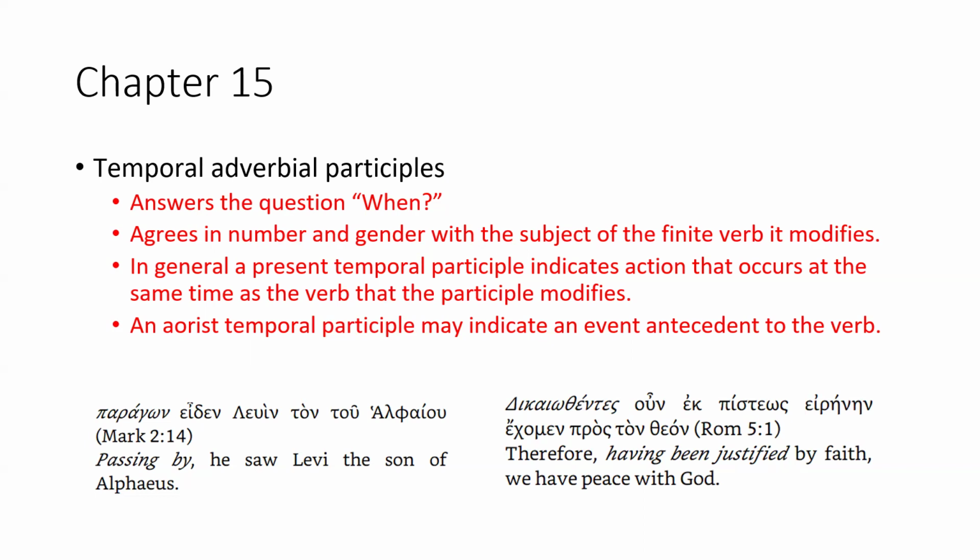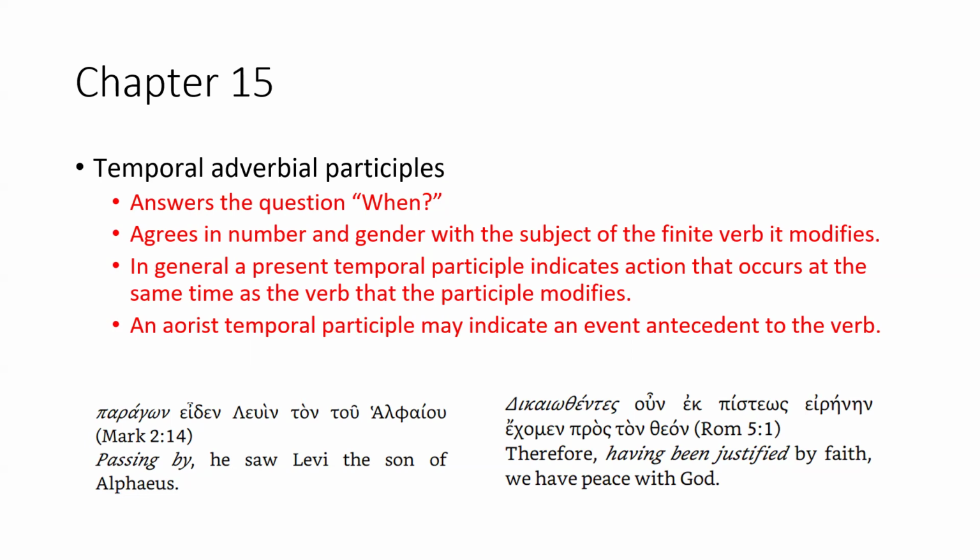Paragon, Aiden, Leuin, ton tou Alphaiou. Passing by, he saw Levi, the son of Alphaeus. So paragon is the participle, and it's a temporal participle saying that as he was passing by, at the same time, he saw Levi.